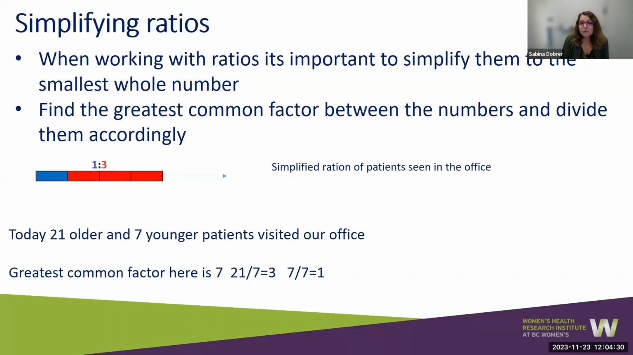When we have a ratio, we very often want to simplify it, and we need to simplify it in the correct way. Usually we simplify to the smallest whole numbers, so we find the greatest common factor between them and divide accordingly. For example, if today in my office I had 21 older and 7 younger patients, the ratio between older and younger patients will be 21 to 7, or basically 3 to 1.